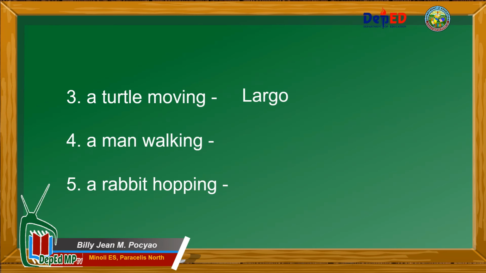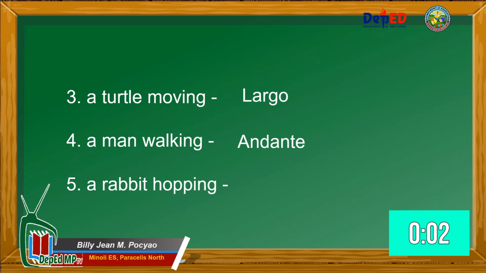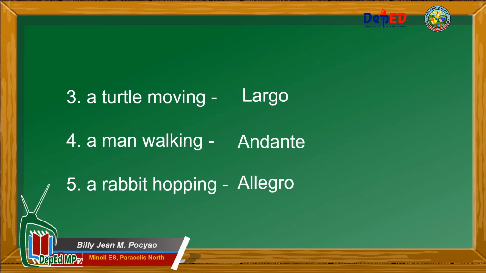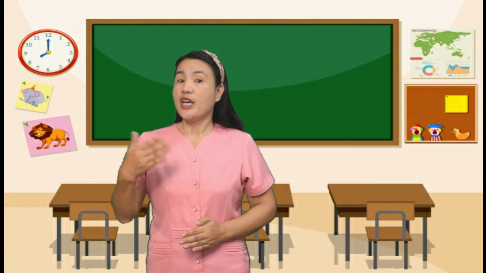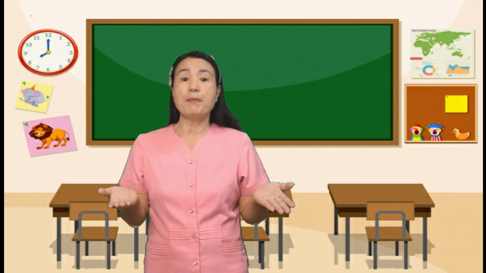Number 4. A man walking. The correct answer is andante. And number 5, a rabbit hopping. The correct answer is allegro. You see, you can do it. You can also use different tempo in other songs.